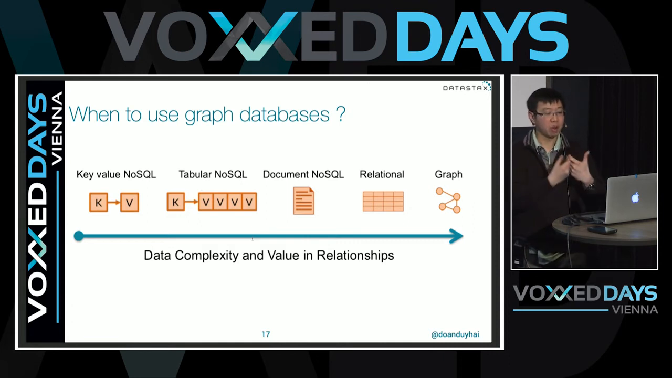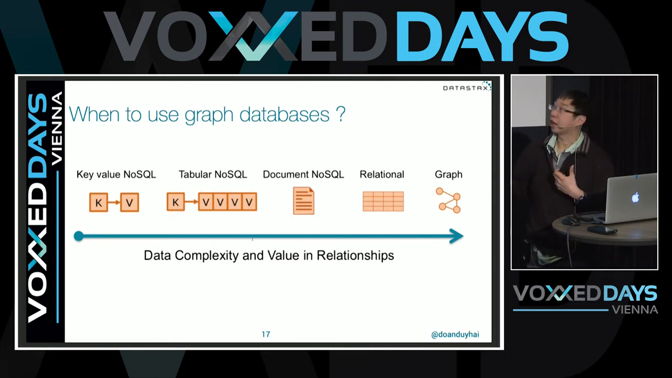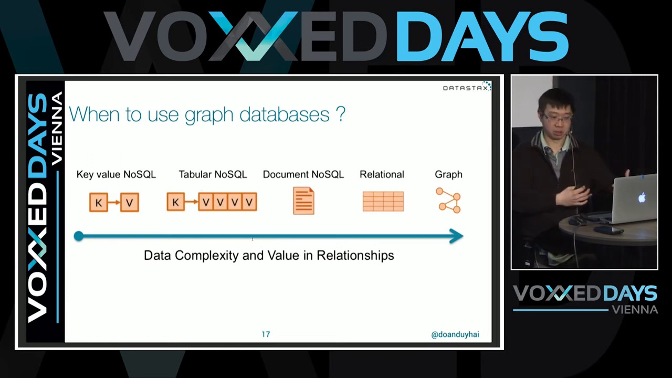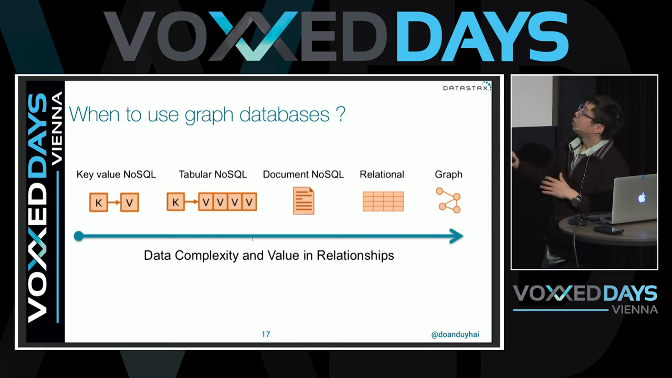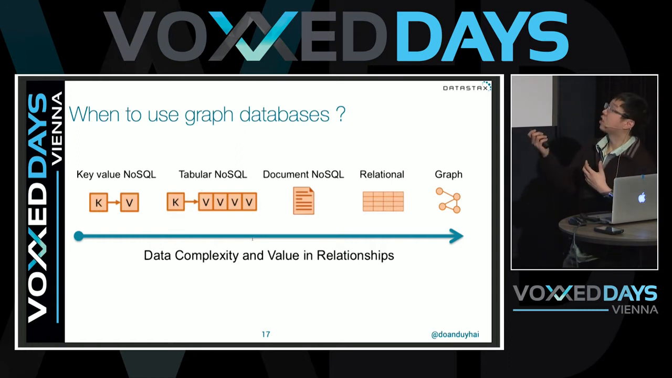In terms of complexity, after key-value, you have tabular NoSQL databases. So you have a key and a lot of values, like Apache Cassandra. Then you have document databases, where you define your document with their properties. Then you have relational databases that everyone knows. And at the end of the spectrum, in terms of complexity and value in the relationships, you have graph databases.